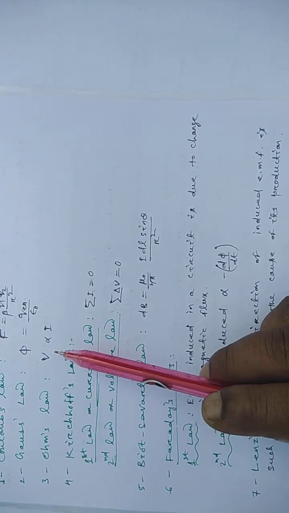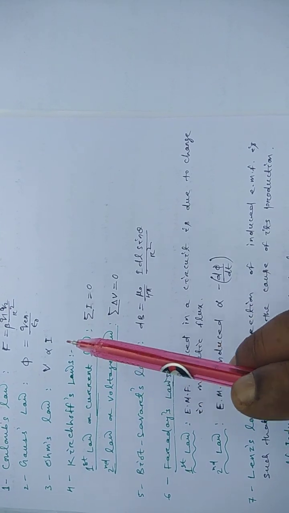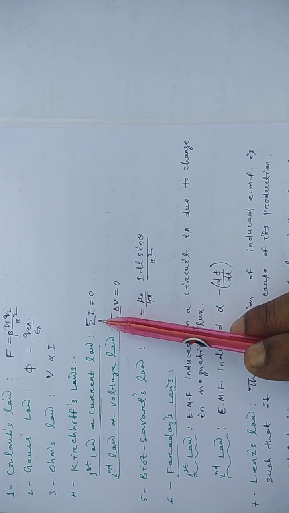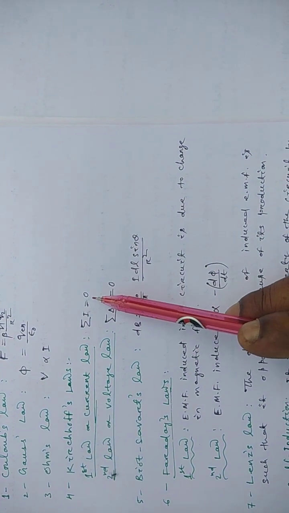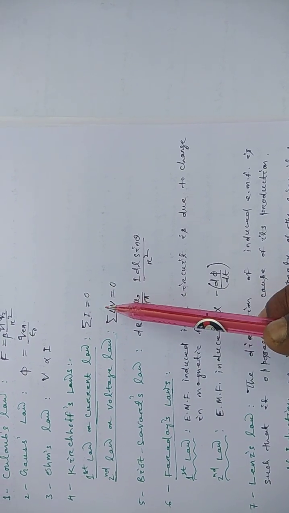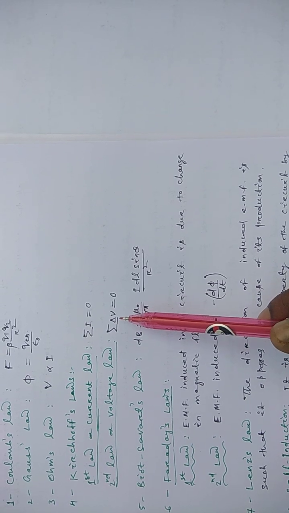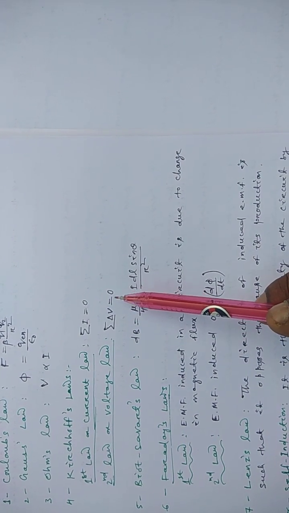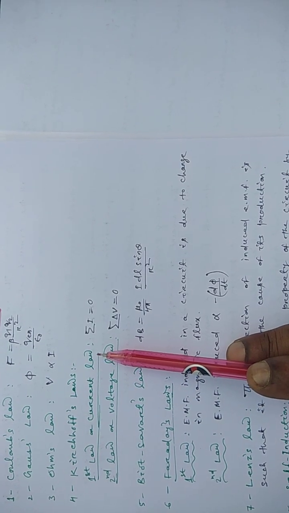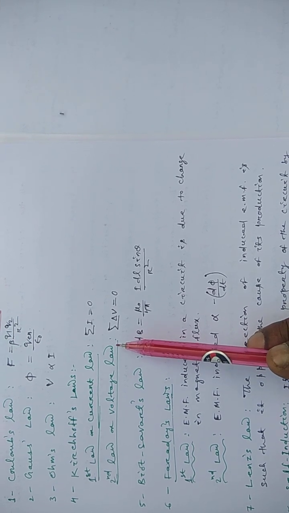Then Ohm's law. Ohm's law is voltage is directly proportional to current. Then Kirchhoff's law, there are two laws. First law is called current law. The summation of current at a junction is 0. That means the algebraic sum of current at a junction is equal to 0. Second law, which is called the voltage law, the sum of a change in voltage in a closed loop is 0. This is important. First law is in accordance with law of conservation of charge. Second law is in accordance with law of conservation of energy.